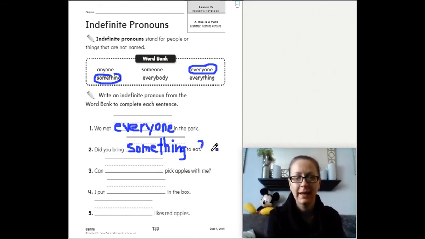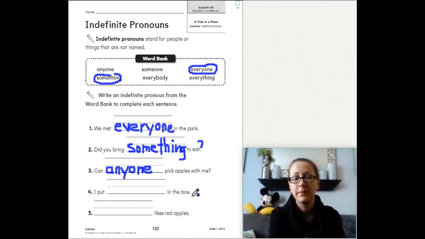Okay, number 3. Can pick apples with me? So let's look at our choices. We have anyone, someone, everybody, and everything. So we're going to use anyone. We're talking about one person. Can anyone pick apples with me? So this pronoun fits here because we're actually going to use someone in one of our other sentences. All right, number 4.